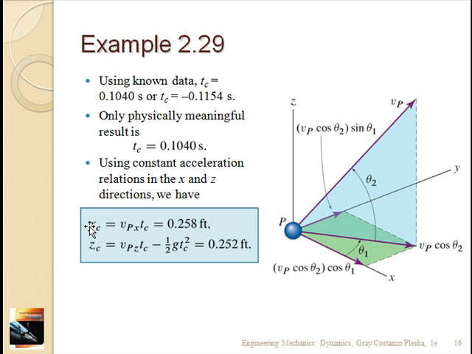And then if you want to know the x and z coordinates when it hits the plate, you just take that Tc, plug it into the motion result for the x direction. It's got no accelerations there, so it's just the initial velocity in the x direction times the time. It ends up being about 0.258 feet. And then for z, it's constant acceleration in the negative z direction, so it's the initial velocity in the z direction times the time minus 1/2 g, which is the acceleration in the z direction, times Tc squared, which is also about 1/4 of a foot.